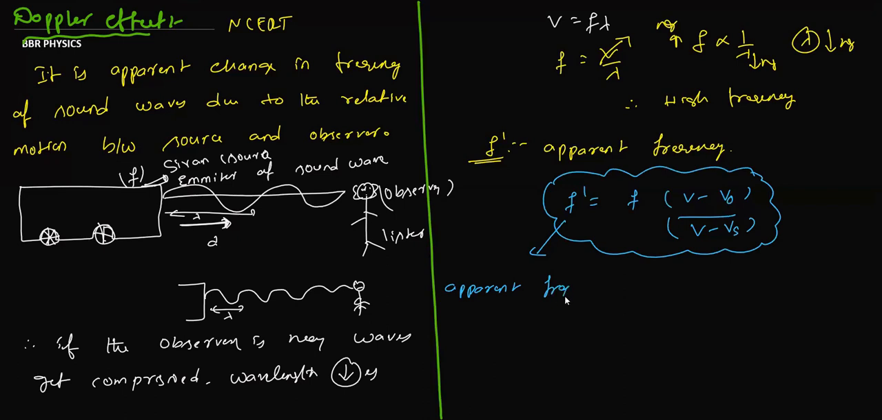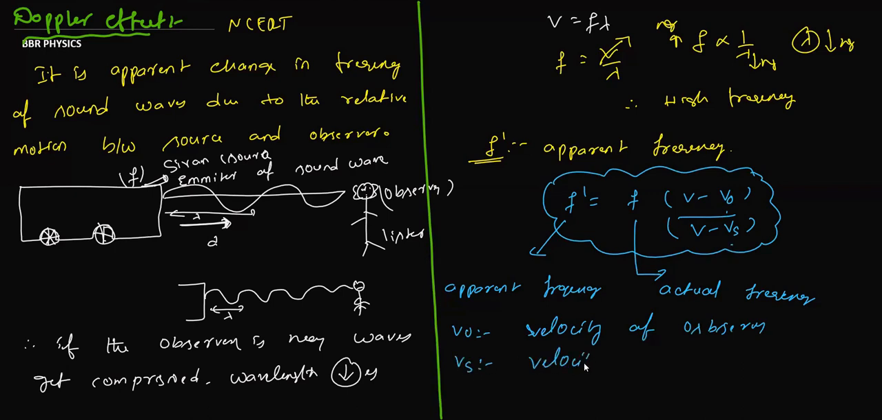And F is called the actual frequency or real frequency. Here V naught is nothing but the speed or velocity of the observer. Vs is called the velocity of the source. And what does V tell here? V is nothing but the speed of sound in air. This value also they'll mention in the question.